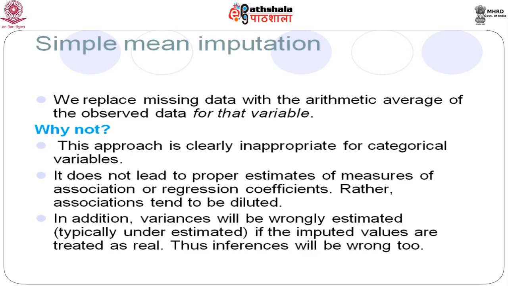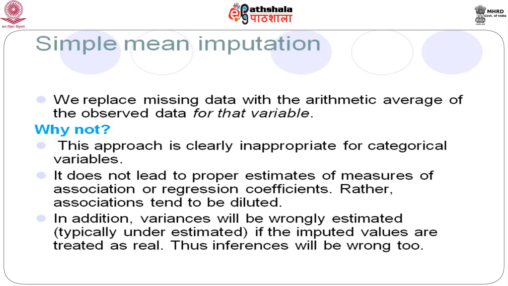One approach is simple mean imputation. Essentially the idea is that whenever there are missing observations, it is better to impute scientifically some value so that the whole data set becomes a complete data set and you can make valid inference out of that. So this is the first approach: we consider simple mean imputation. Wherever we find any missing observation, we replace it by the arithmetic average of the observed data for that variable. Why not? What is the problem there?